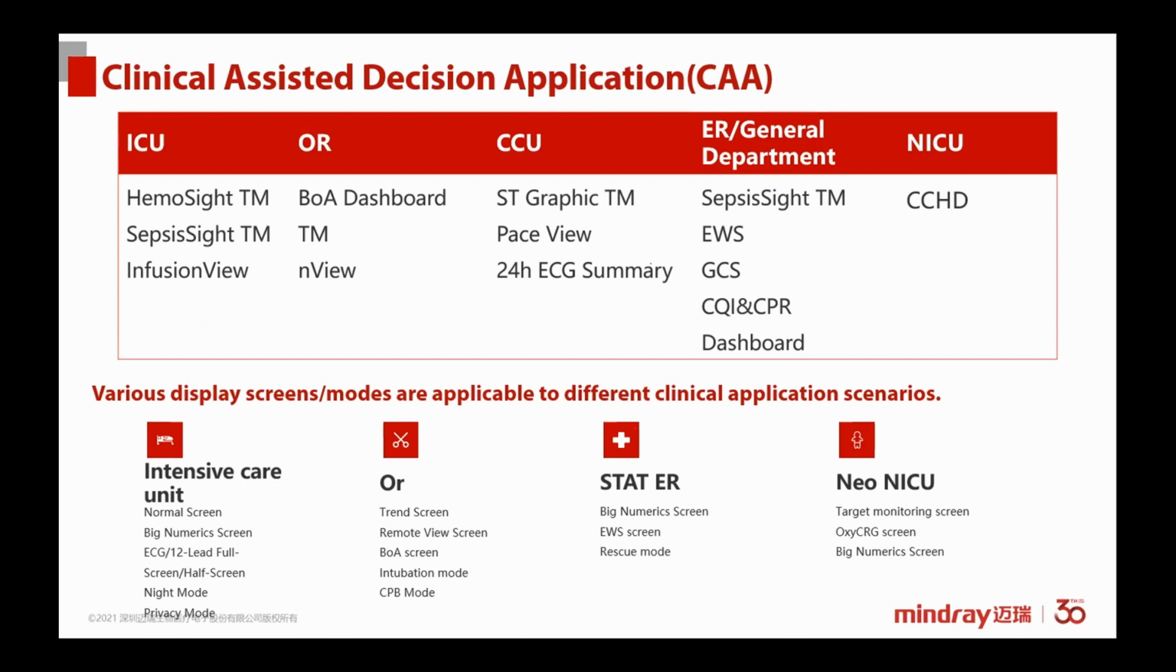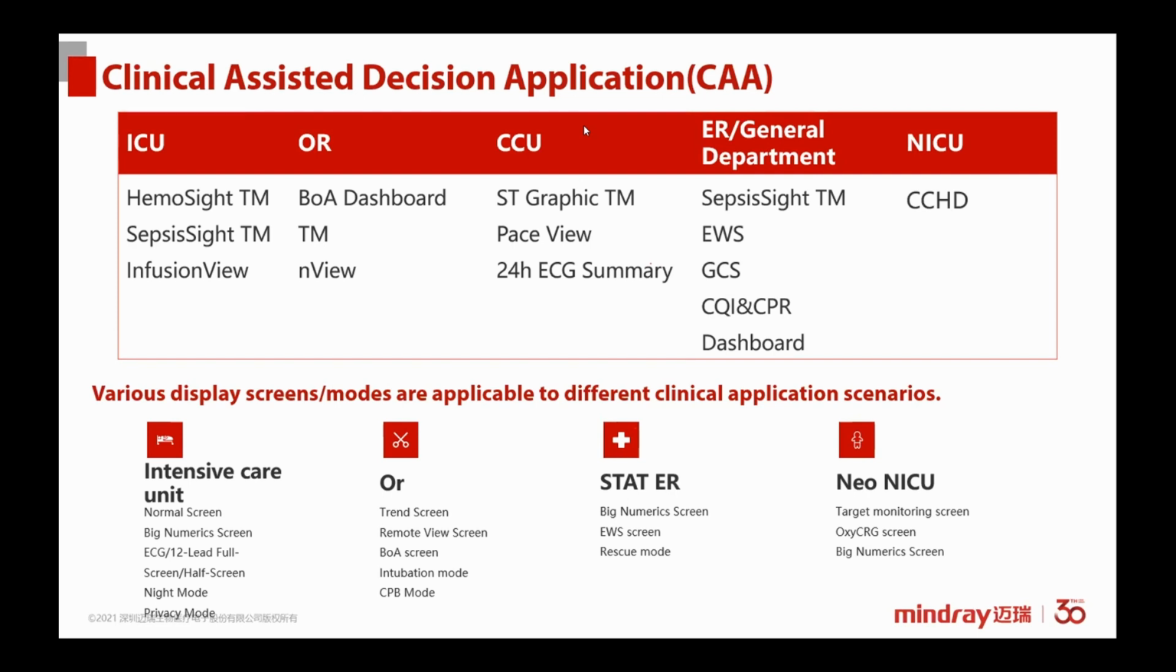In ER and general department, we have the function for the Sepsis Sight as well. Also the EWS. EWS is the early warning score. Also we have the GCS, the CQI, and CPR is the CPR quality index. We have a special sensor to help you detect the quality of the CPR. Also for NICU, we have the CCHD. As I mentioned before, in the SpO2 parameters, we're using 2 different SpO2 sensors to detect 2 positions of the SpO2 to enable this function.